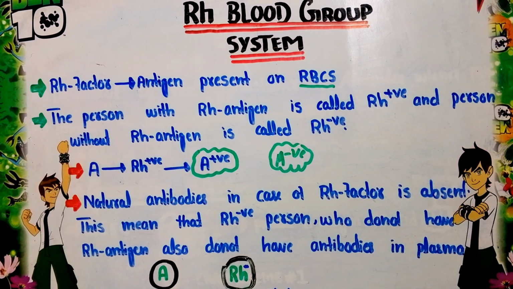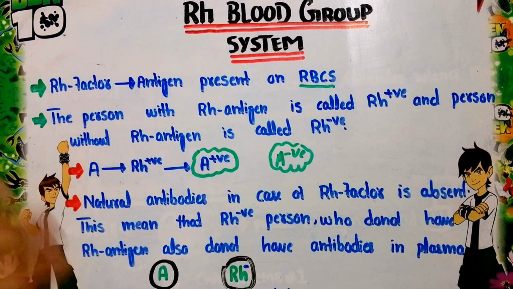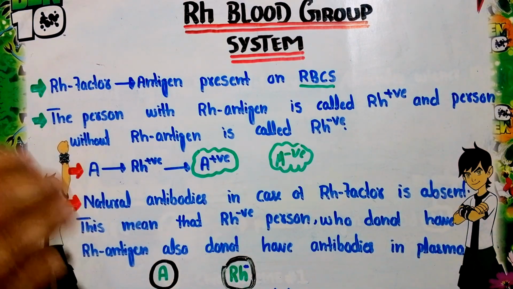This antibody is produced by exposure of an Rh negative person to Rh positive blood, when we transfuse the blood of an Rh positive person. In this case, the antibody is formed in the body of the Rh negative person, and it takes about 2 to 3 months. Such antibodies that are formed in the body of an Rh negative person on exposure to an Rh positive person are called acquired antibodies.